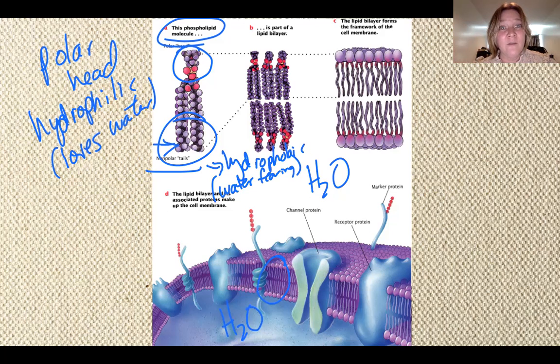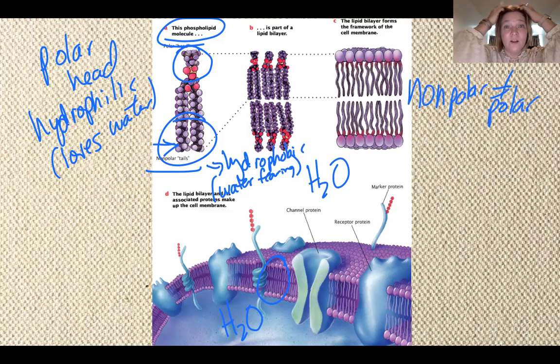Because this end of the phospholipid does not like water, it will automatically orient itself away from water, just like oil and water, because oil is nonpolar. So nonpolar and polar do not mix, like oil and water.